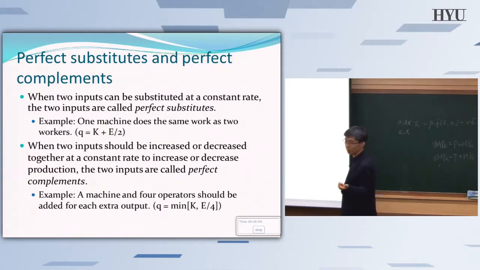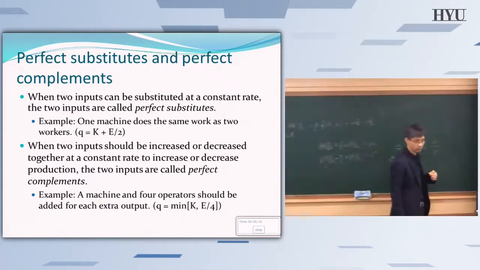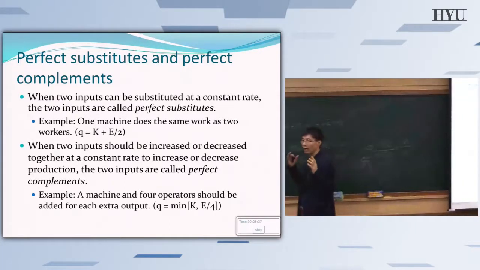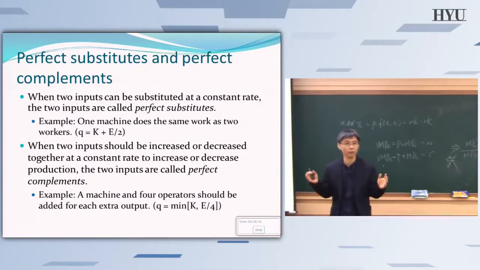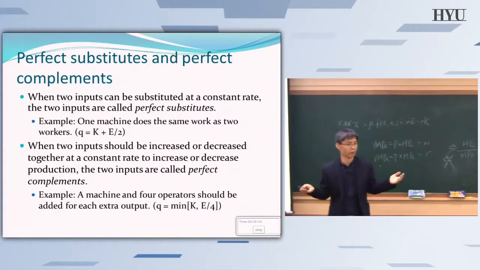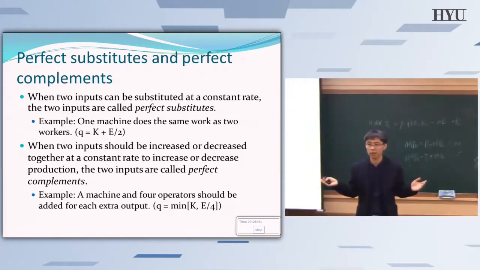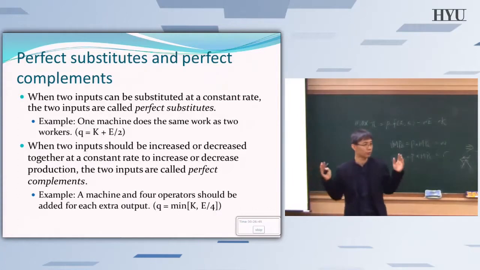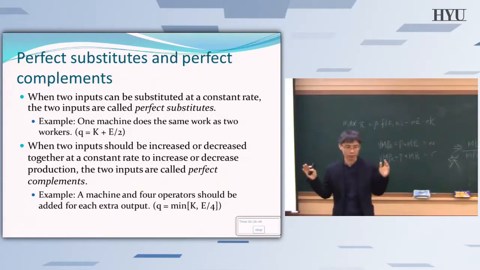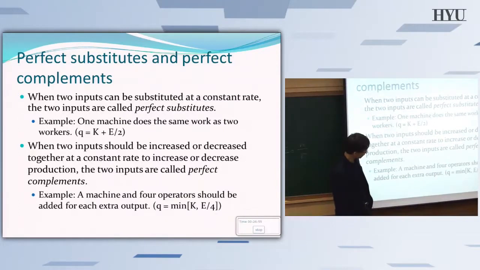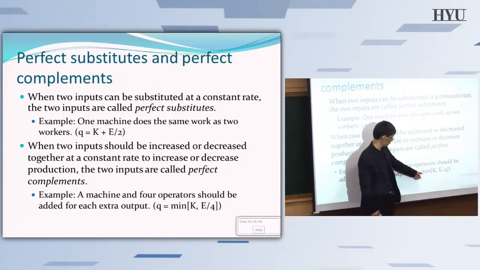And then the other extreme, we call the perfect complements. In this case, those two inputs must be used at a fixed rate, which means something like this. Let's say, to produce something, you absolutely need a machine. But this machine requires four operators. So if you have three operators, it doesn't work. If you have five operators, one person doesn't have anything to do. So one machine, four operators, you have to use them at the same time. Then we call it perfect complements. So in this case, what we have in the production function is the minimum function.